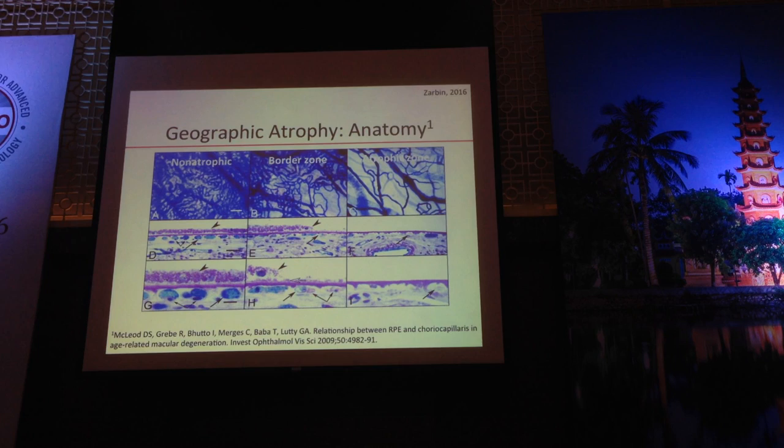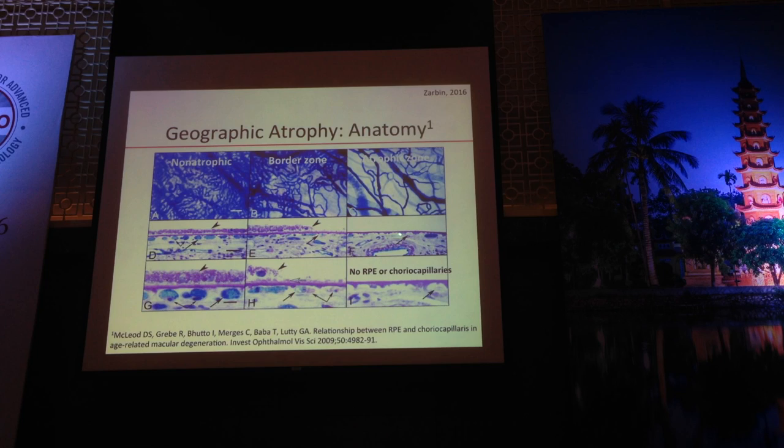We can look histologically and see something very similar. In the eye with geographic atrophy, in the zone that has no atrophy, the choroid capillaries and the RPE look normal. In the area where we're at the border zone of atrophy, the RPE are hypertrophic, and the choroid capillaries are beginning to degenerate. And in the area of atrophy, we see no RPE and no choroid capillaries.